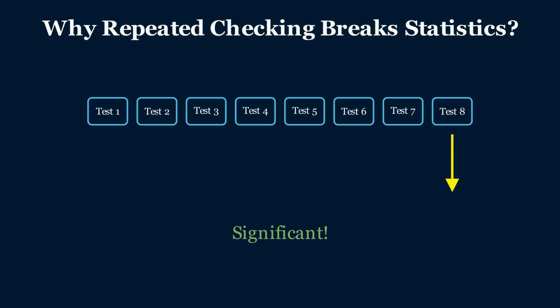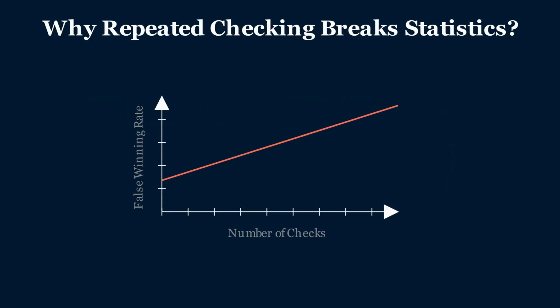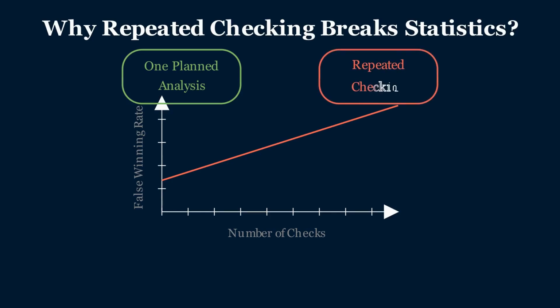Now let's connect this to something we have seen before. When we chose alpha equals 0.05, we are accepting a 5% chance of false positive. But there is an important assumption behind that number. It applies to one planned analysis, not 10, not 20, and certainly not checking the dashboard every single day.